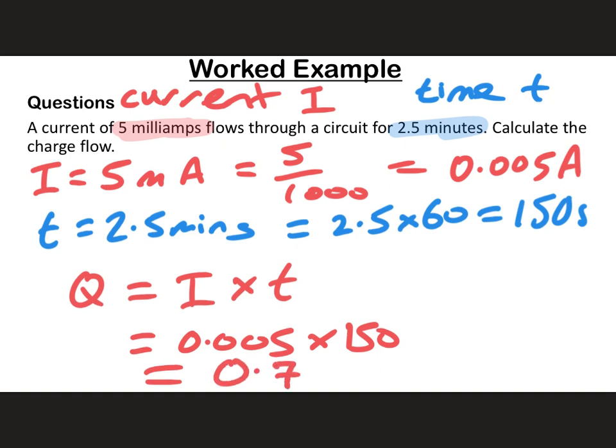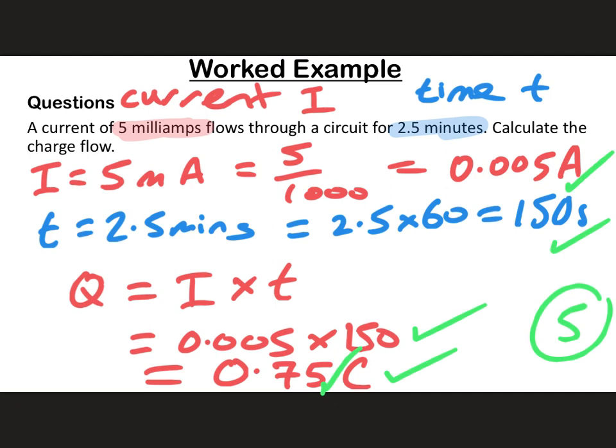I need to remember now my units for charge, which would be coulombs. If we run through and give ourselves the marks for this, in some cases, depending on whereabouts in the paper this falls, we could potentially get a mark for the correct calculation of the current and the correct calculation for time. We get a mark for substituting those values into the equation. We get a mark for our answer down here. And we also then get a mark for our units, coulombs. So that would give us a score out of 5 there.